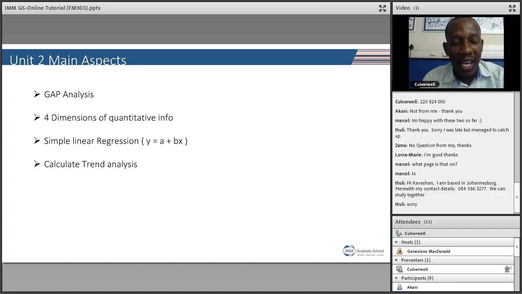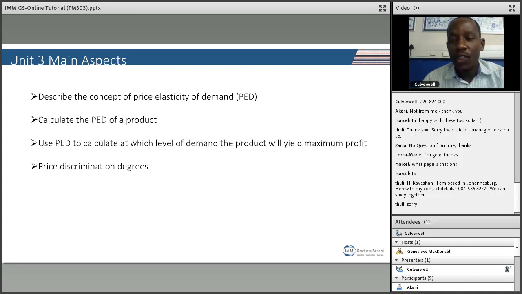10 marks. So the calculation could be on trend analysis, and then the interpretation of regression analysis, the 4 dimensions of quantitative information, together with the interpretation of gap analysis, just like what I've just said. And then learning unit 3, the tutorial letter says 20 marks on learning unit 3. On your learning unit 3, you need to know what it is that we refer to as price elasticity of demand, PED, together with the calculation.